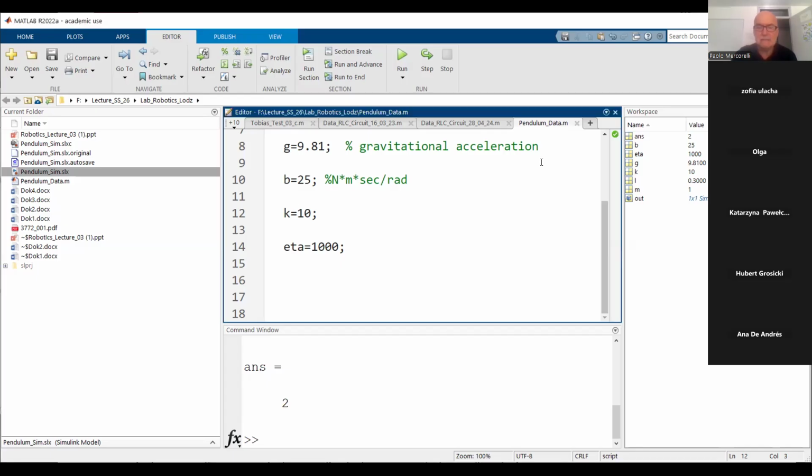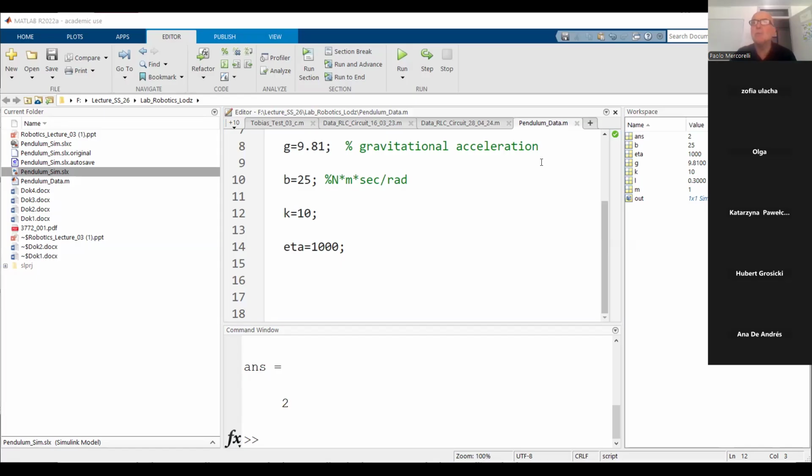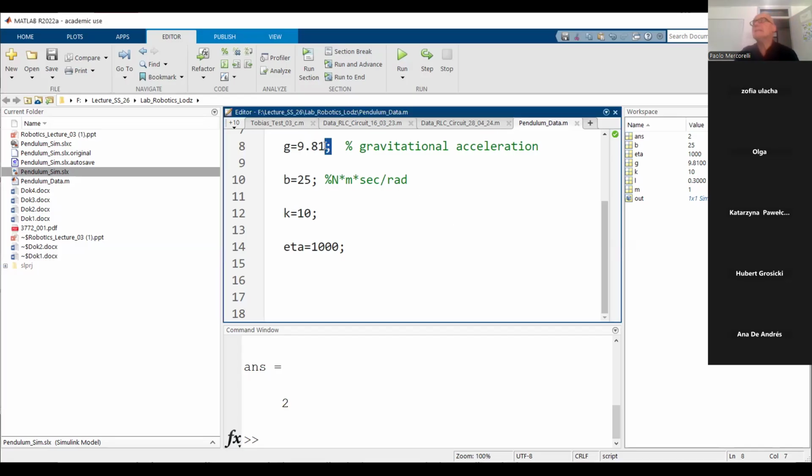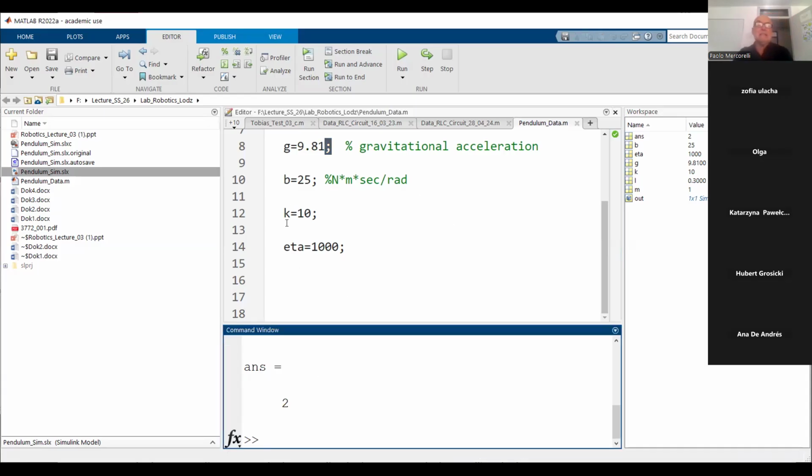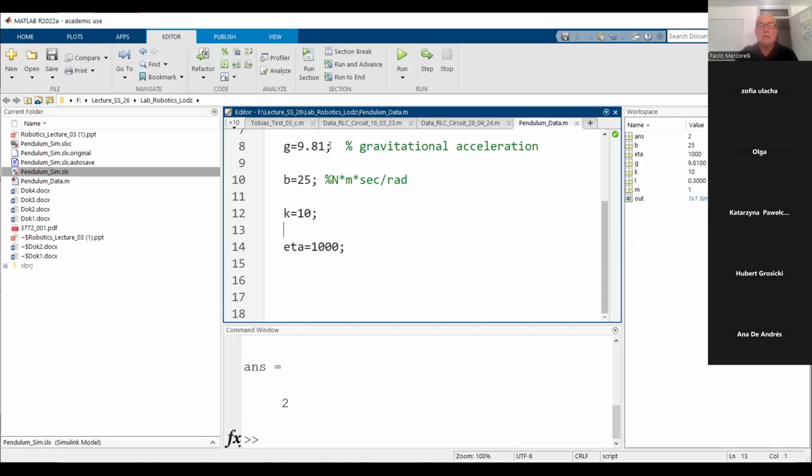Of course, this M file can also be used to build complex control systems and complex functions. Here it is just used as a data file. We have the gravitational parameter 9.81. The semicolon means don't show the results in the command window. Basically, it's not an extremely important function of the semicolon. B25 is, as I told you before, the friction coefficient. K10 is important positive. I will clarify why.